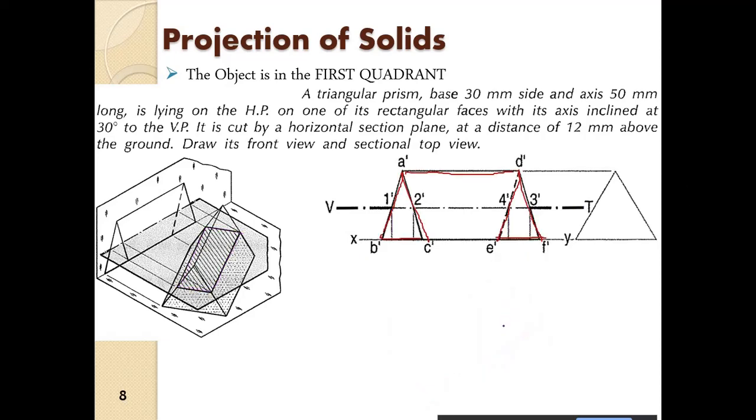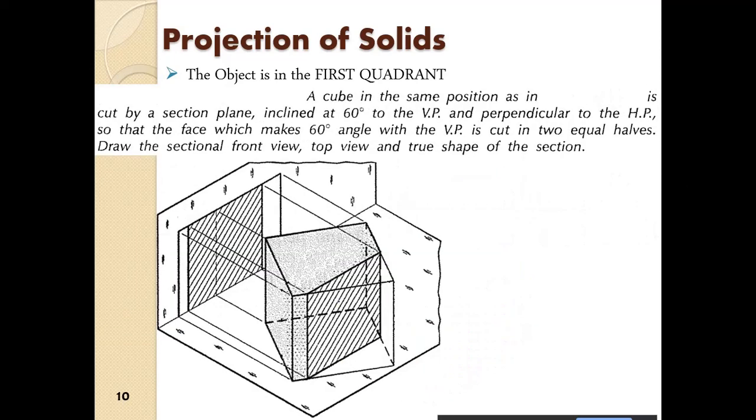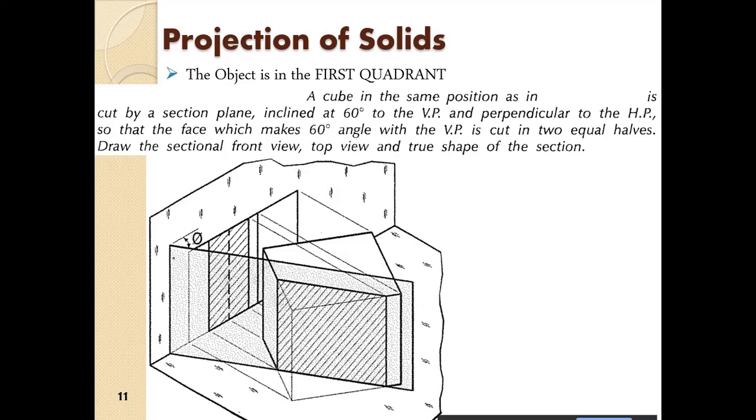Okay, so those are the steps. So we studied about this cube. Now we have a plane. So here the plane was parallel to the VP. Okay, so the plane was parallel to the VP, so vertical plane, and it was perpendicular to the HP.